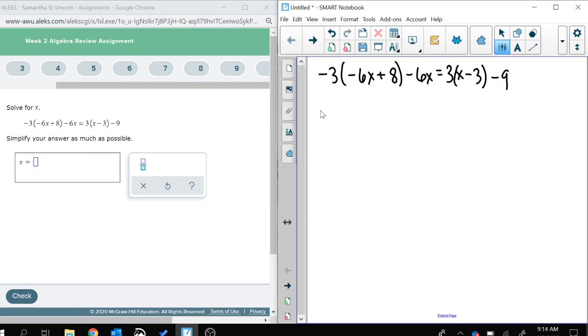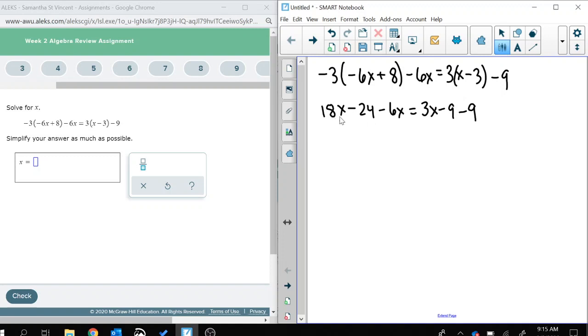So negative 3 times negative 6 will give us a positive 18x. Negative 3 times positive 8 would give us a negative 24. Minus 6x equals, then I'm going to distribute this 3, so I'll have 3x minus 9 minus 9, if I bring that other negative 9 in.